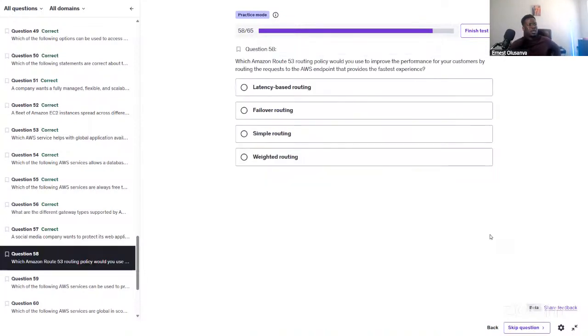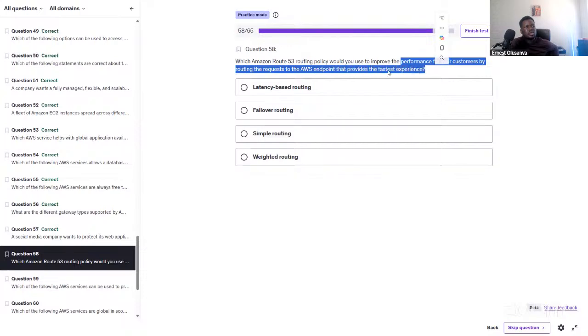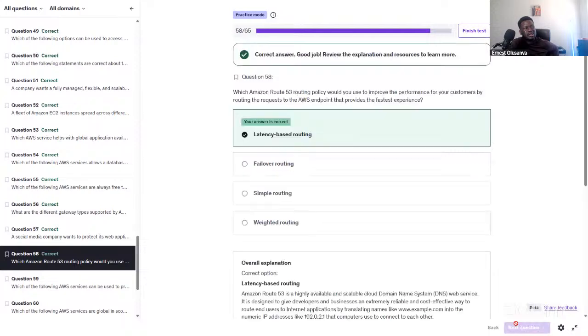Next question. Which Amazon Route 53 routing policy would you use to improve the performance of your customers by routing the requests to the AWS endpoint that provides the fastest experience? So because we are talking about fastest experience, we are routing based on speed. We're not going to go with weighted routing or simple routing or failover routing. We'll go with latency based because remember I said latency has to do with speed. So latency based routing will be the correct answer here.